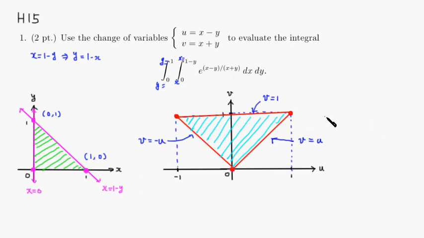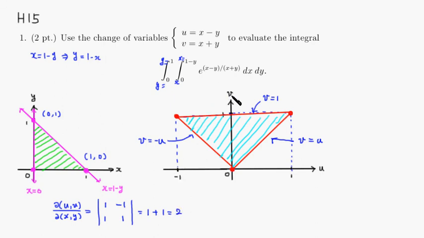Next, we need to find the Jacobian too. It's probably easier to find the Jacobian of u, v with respect to x, y. Partial of u with respect to x is 1, partial of u with respect to y is negative 1, partial of v with respect to x is 1, and partial of v with respect to y is positive 1. So this gives you 1 times 1 minus negative 1 times 1, so plus 1, which is 2. But we have to be careful.